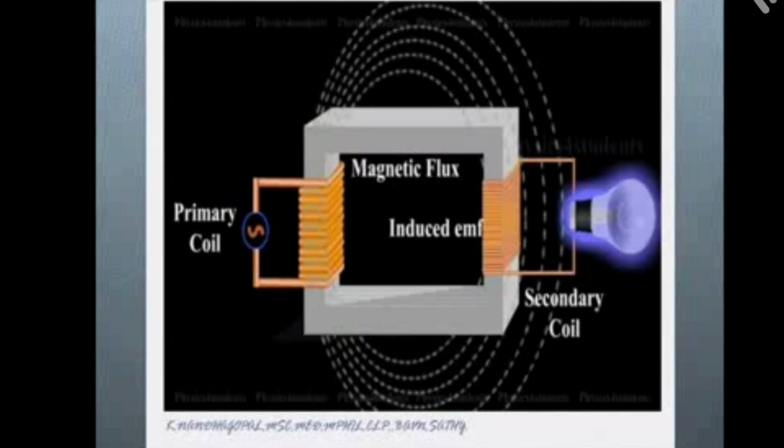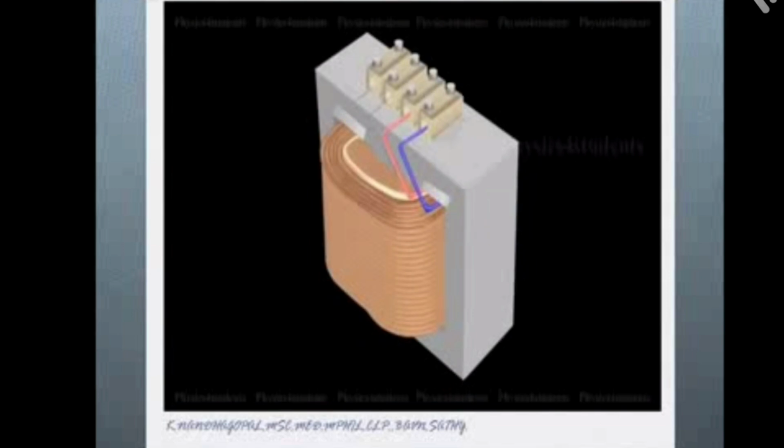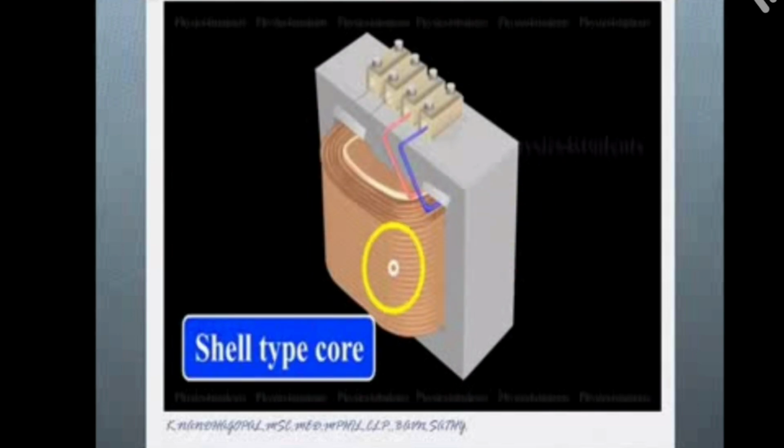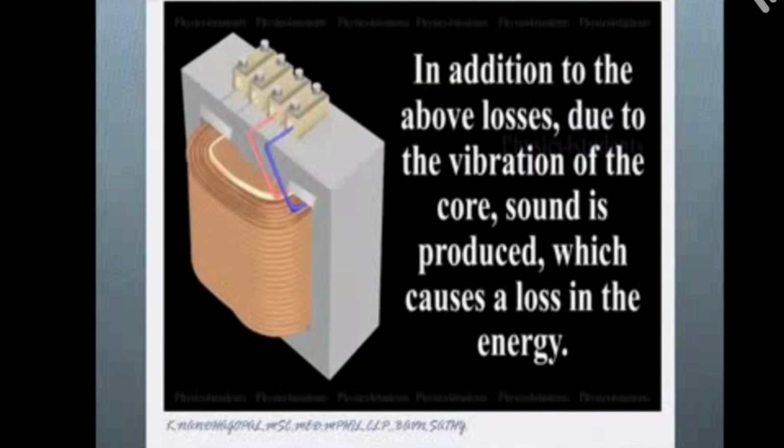Last one, flux loss. The magnetic flux produced by the primary coil is not completely cut by the secondary coil, so there is a loss in energy. To prevent that, we can use a shell type core, with the inner side being the primary and the outer side the secondary. If this type of coil is used, we can reduce the energy loss. Also, due to the vibration of the core, sound is produced, which causes losses in energy. We prevent all the energy losses, but a small amount of energy is lost in the form of sound energy.